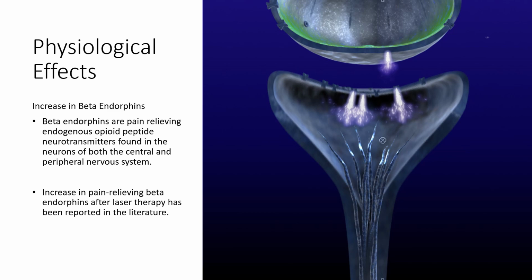Increase in beta endorphins. These are pain-relieving endogenous opioid peptide neurotransmitters found in the neurons of both the central and peripheral nervous system. Increase in pain-relieving beta endorphins after laser therapy has been reported in the literature and is another reason to explain how laser therapy can help with pain.